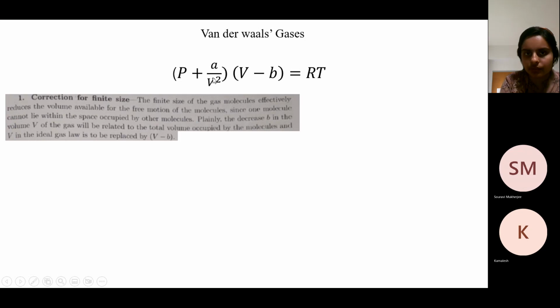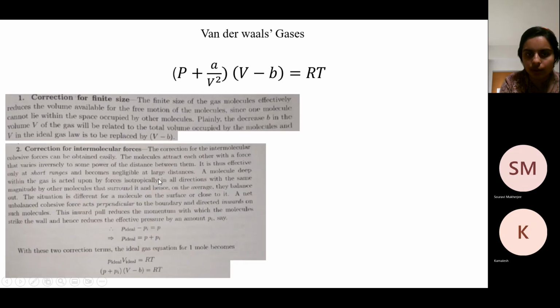And then in the pressure, we have this additional A by V square term, which comes because of the intermolecular forces. If you look at the origin of these forces, you'll see that it's because there is some interaction between these molecules that the net force acting on the molecules on the surface is different from what happens when they are deep inside the bulk. Okay, that's because inside the bulk they are balanced.